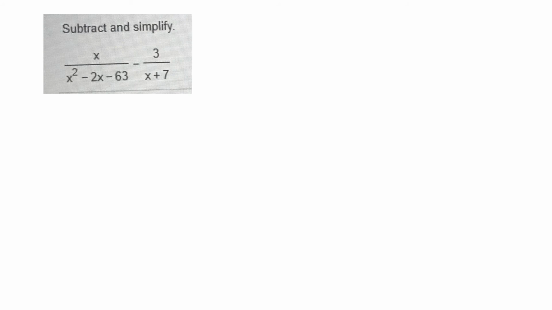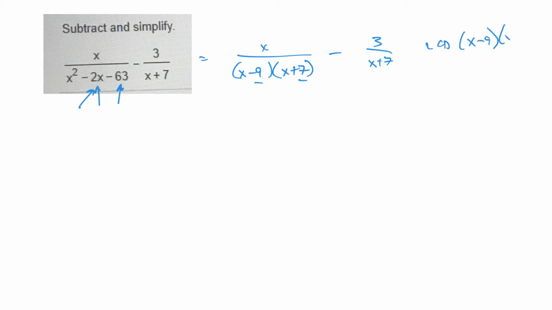Subtract. Get a common denominator and then collect them together. So the bottom I need to factor this. I think that'll be x minus 9 and x plus 7. So two things that multiply to minus 63 and add to negative 2. That's where I came up with those numbers. Minus 3 over x plus 7 you can't factor. So my lowest common denominator needs to include an x minus 9 and an x plus 7.